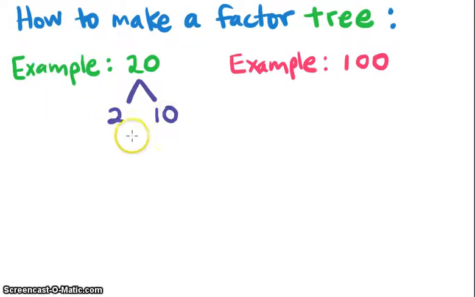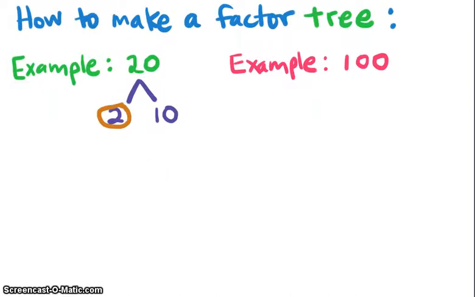Okay, now we're to our next layer. I look at each of the numbers, and if they can be broken down further, then I continue to break them down. 2 cannot be broken down any further, because the only thing that gives us 2 is 2 times 1. And when we just multiply the number by 1, that's nothing special. That's not breaking it down any further. That lets us know that we're finished. So I'm going to go ahead and put a circle around 2.